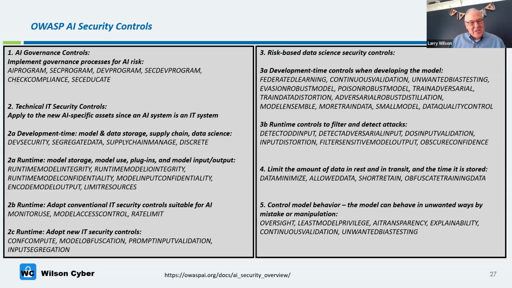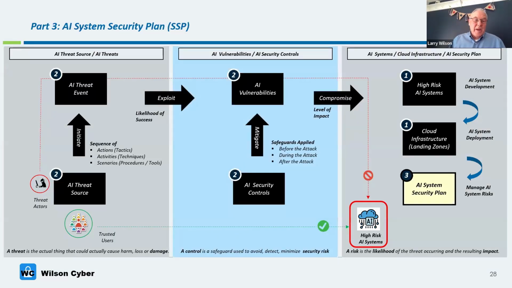And again, there are five different areas of focus: governance, technical security controls, risk-based data science controls focused on the data. Number four is limit the data at rest and in transit. And finally, control the model behavior for oversight, least privileges, anti-transparency, et cetera. So I know that was very quick, but that's a summary of the security controls. Now, to build a security program, we're going to have to take those controls, apply those to the assets, and then we come out with a system security plan.